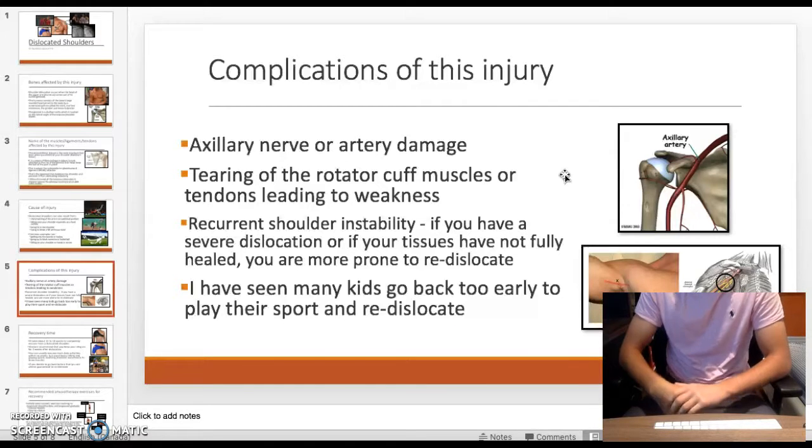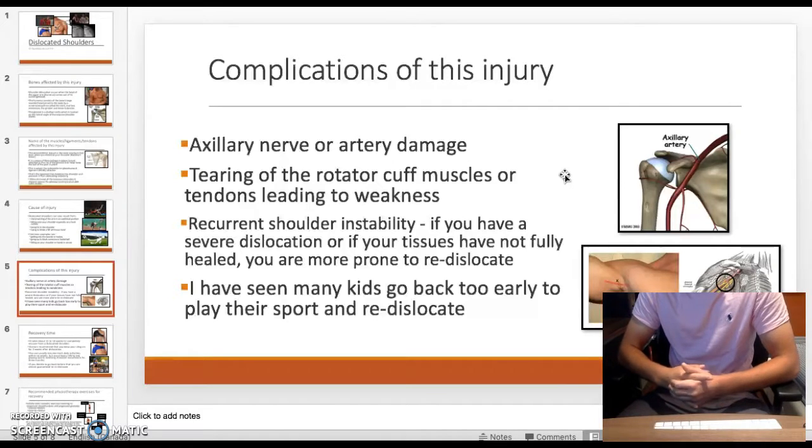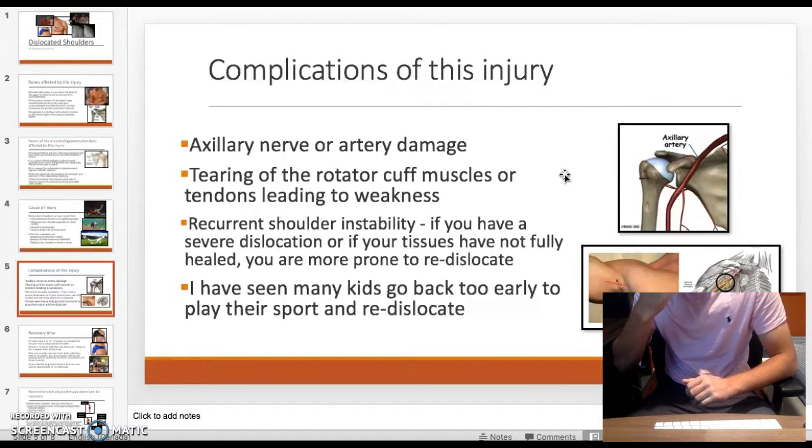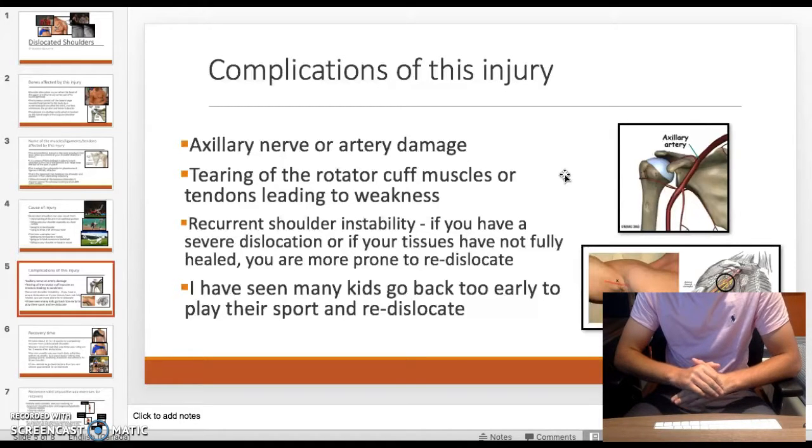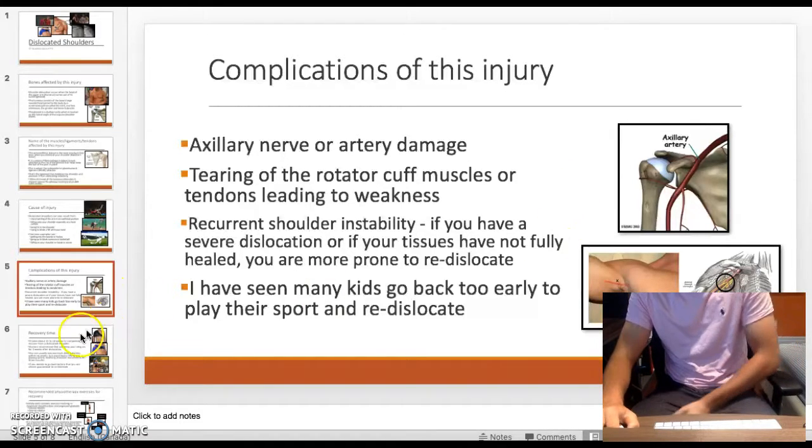And then from personal experience, I've seen many kids go back way too early to their sport, especially hockey, and listen to their coach, but then weeks later, another dislocation, and they're out for the season.